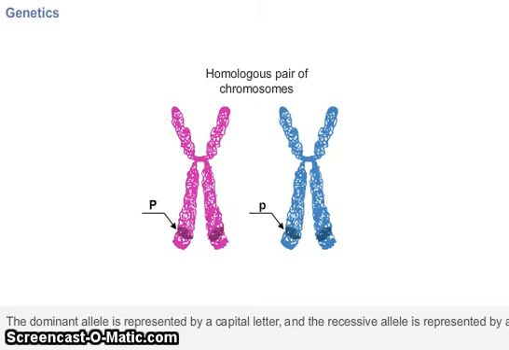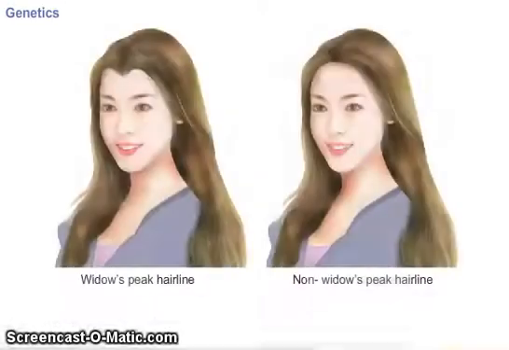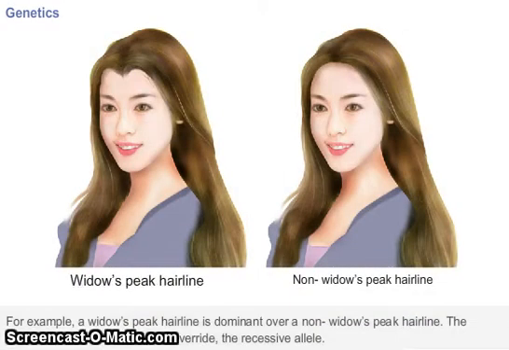The dominant allele is represented by a capital letter, and the recessive allele is represented by a lowercase letter. For example, a widow's peak hairline is dominant over a non-widow's peak hairline. The dominant allele will show up or override the recessive allele.